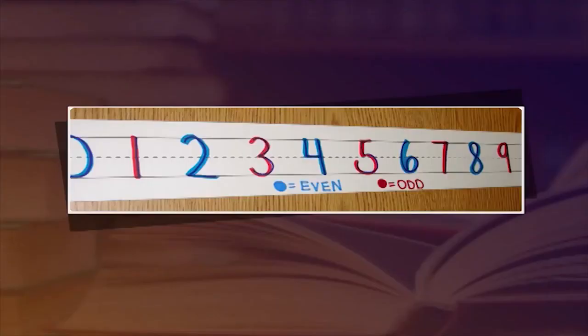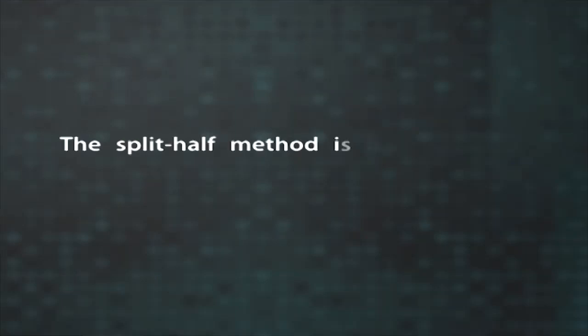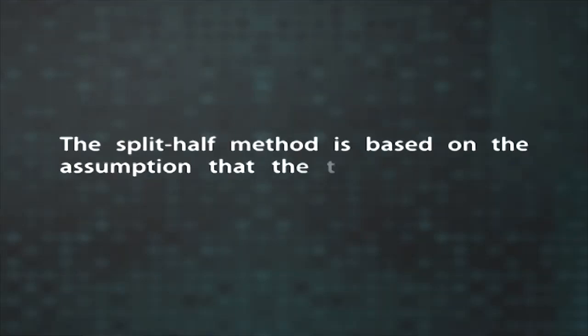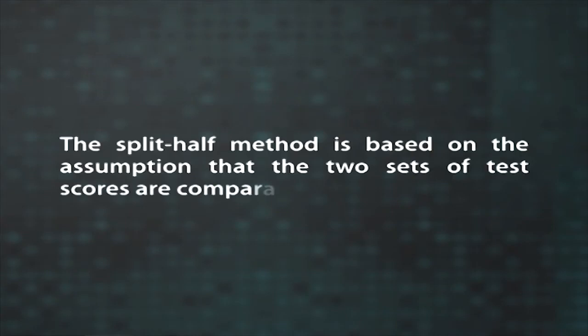Typically, the test is divided into 2 halves by using odd and even items to form each half. That is, test items numbered 1, 3, 5, 7 will constitute one half and items numbered 2, 4, 6, 8 will constitute the other half. The split half method is based on the assumption that the 2 sets of test scores are comparable. If there is high correlation between the 2 scores, then the reliability is also high.